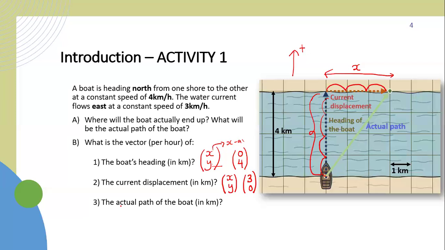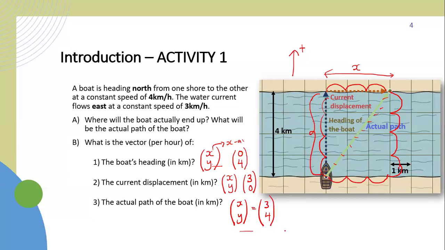Then the third one, they're asking us the actual path of the boat. We are asked to find the vector. When you look at the vector, you notice that this is the line here, the green line. Still we need to get the x and look out for the y. You notice that our boat moved along the x-axis 1, 2, 3 steps. So along the x, it will be 3. Then along the y, it moved 1, 2, 3, and then this is the fourth. So along the y, it will be 4.